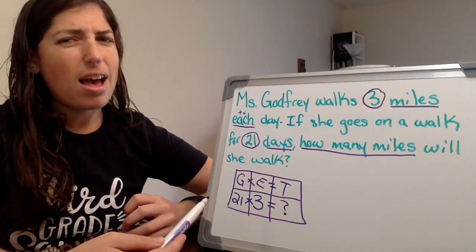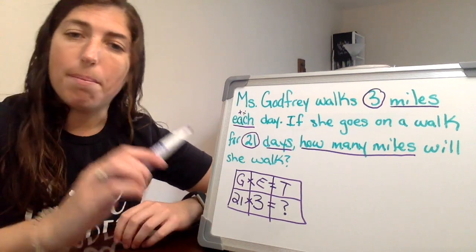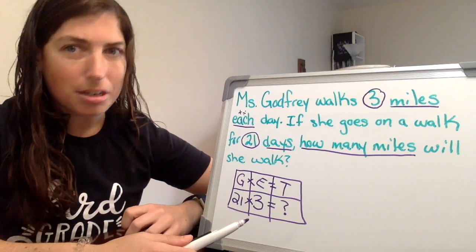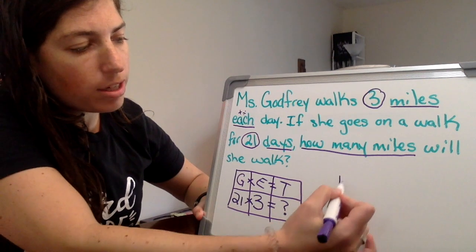You could sit there and draw 21 groups and put 3 in each group, but we learned a much better strategy that's going to help us solve this even quicker. And it's another box. So we're going to draw our box, 2-digit by 1-digit multiplication.